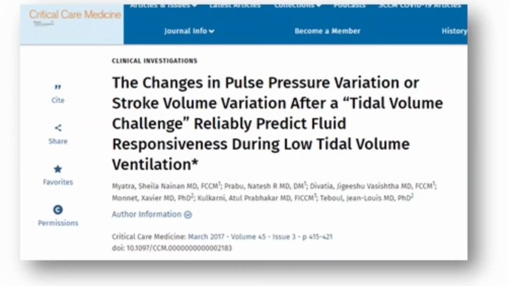A new fluid responsiveness test called the tidal volume challenge has been proposed by Dr. Myatra et al. from TMH Mumbai, India. This test can be done in patients with low lung compliance, such as in ARDS patients. An increase of the tidal volume from 6 to 8 ml per kg for 1 minute to enhance the baseline variability of the dynamic indices of fluid responsiveness. Thus, using a tidal volume challenge might overcome the limitations of PPV as a predictive index of fluid responsiveness during low tidal volume ventilation in ARDS.